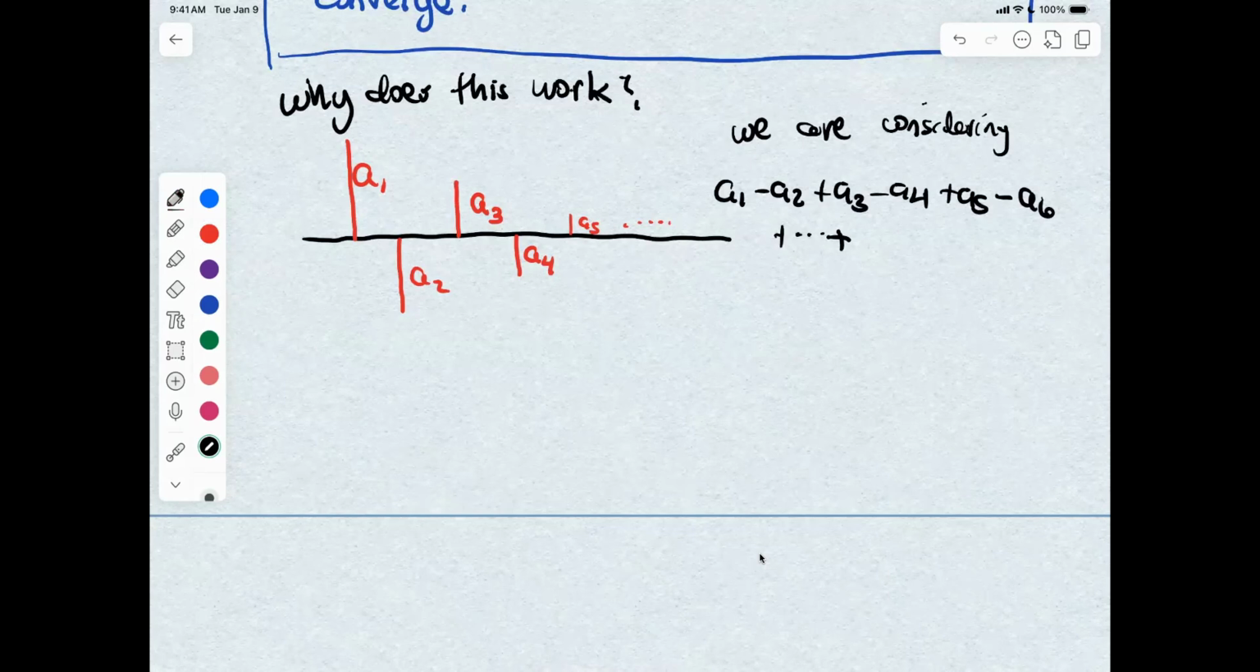So here, just to make it easier, I'm putting the sign in front of the number. Like here, I'm thinking A1, A2, A3, A4, A6 are all positive, and then putting literally the sign in front of them. Okay.